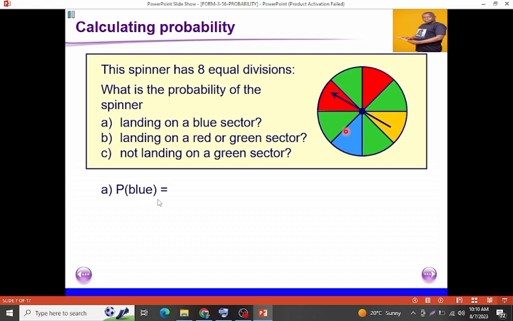So let's start by looking at the probability that it is blue. Probability that it is blue, you just count the number of blues you have in this spinner. Notice there is only 1. So it will be 1 over 8. The total number of events is 8. You have 1, 2, 3, 4, 5, 6, 7, 8. But one successful outcome is going to be blue here, only once.